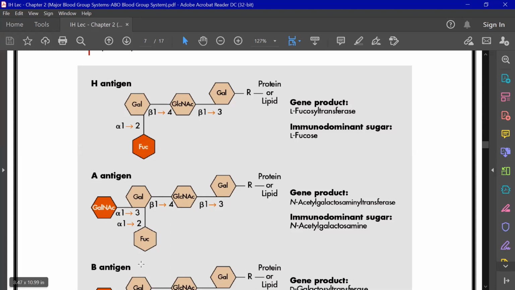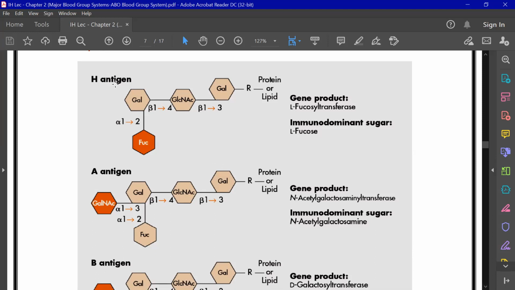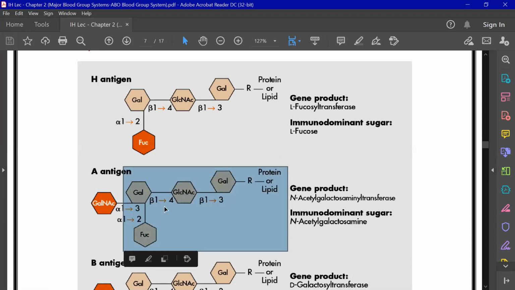Naintindihan? Class, nakikita nyo ba yung... Itong dito sa first na na-form, your H antigen, this is the structure. And in here, in the formation of your A antigen, ang magiging precursor structure niya would be the H antigen. Hindi na yung paragloboside natin, class. Naintindihan? Yes po.